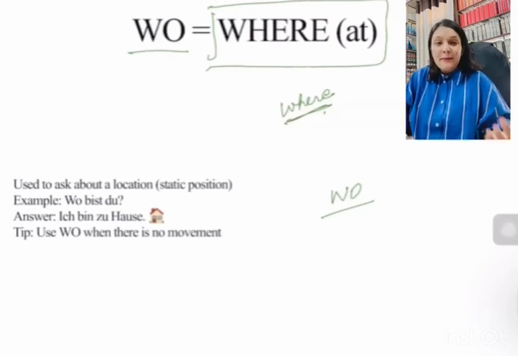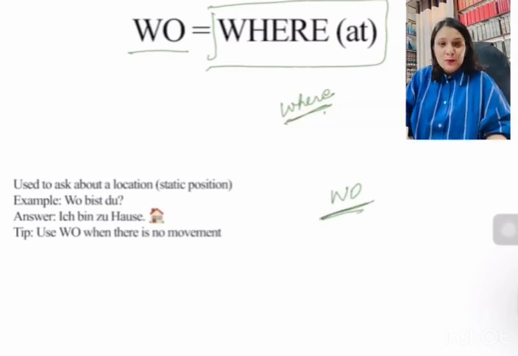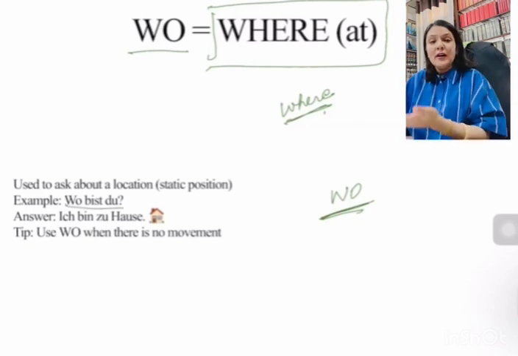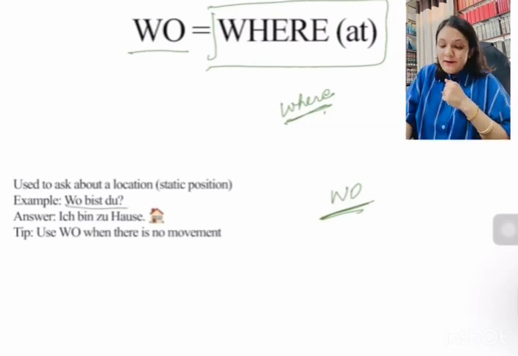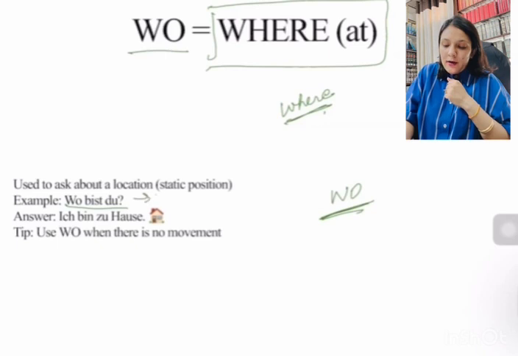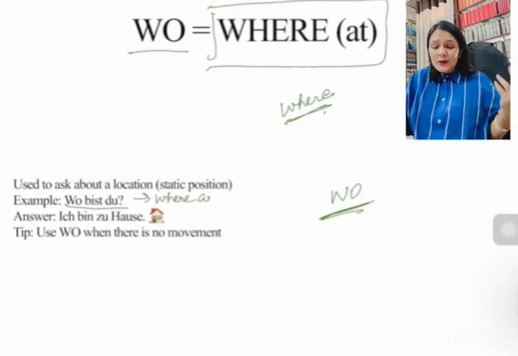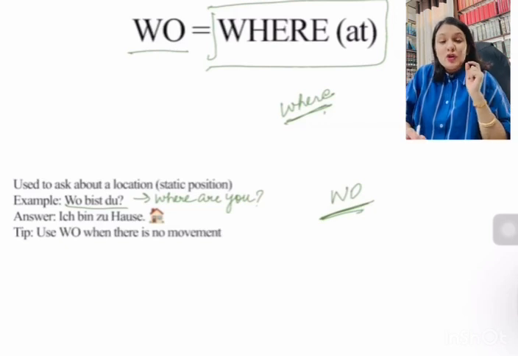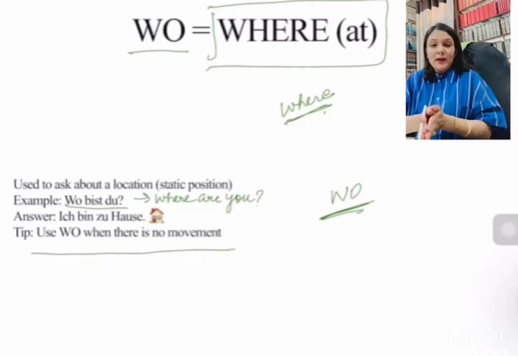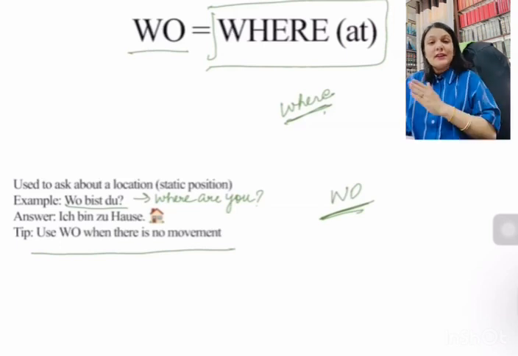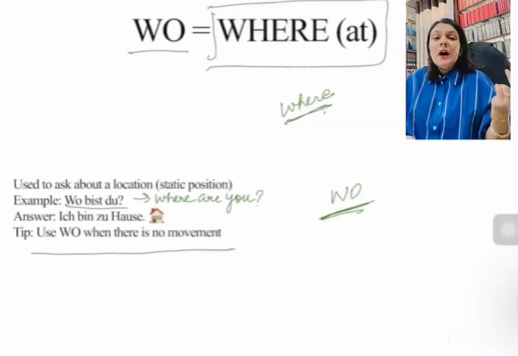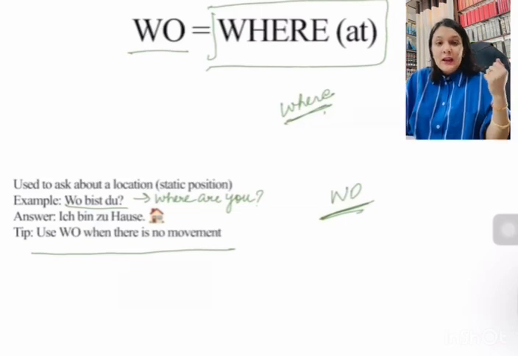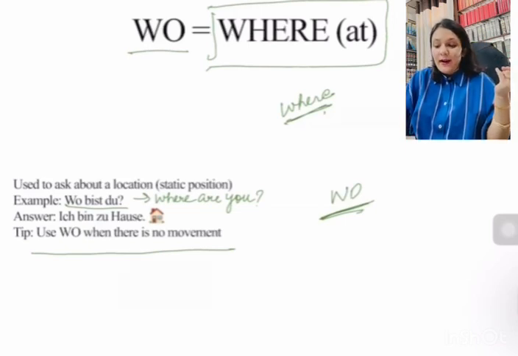For example, if I ask somebody, wo bist du? That means, where are you? The answer could be, ich bin zu Hause. I am at home. So use wo when there is no movement, when we are talking about a static position, the current location we want to ask about. The second word was woher.